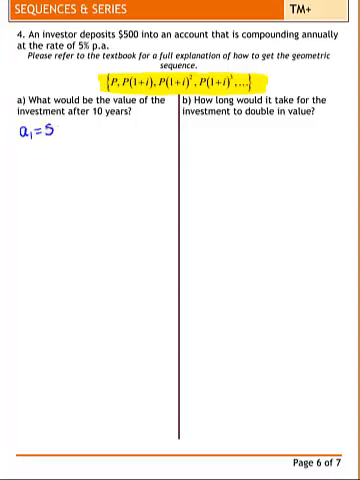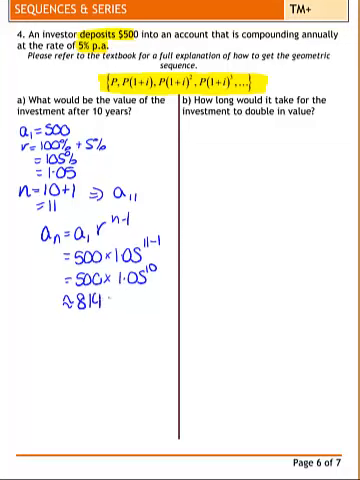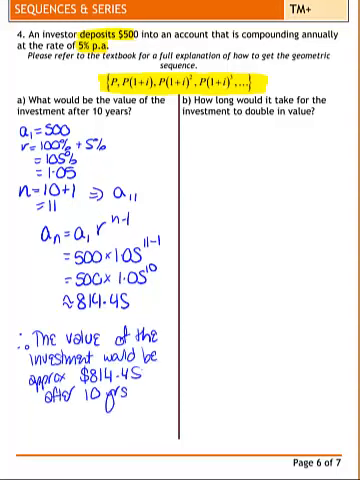So my first term is 500 because that's how much was deposited into the account. My r is going to be my 100% plus an extra 5%, which is 105%, or as a decimal 1.05. That's because we've been given 5% per annum there. And my n, again, we have to take into account the first term, so 10 plus 1 equals 11. What I want from that is the 11th term. So An equals A1 r to the n minus 1. Plug in what I have, 500 times 1.05 to the power 11 minus 1, so 500 times 1.05 to the 10. Plug that into your calculator and get 814.45. Finish with a therefore statement. So the value of the investment would be approximately $814.45 after 10 years.